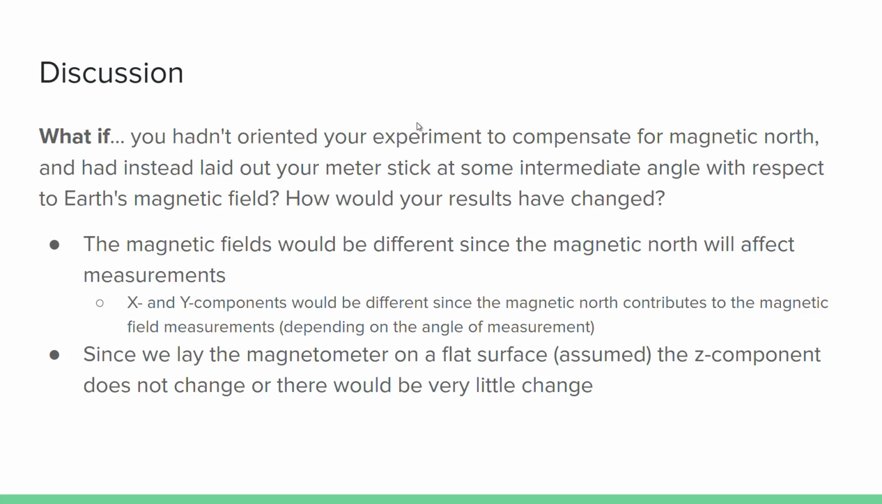What if we had not oriented our experiment to compensate for magnetic north and instead laid out our meter stick at some intermediate angle? Then the magnetic fields will be different since the magnetic north will affect the measurements. The x and y components would be different since the magnetic north contributes to the magnetic field measurements depending on the angle of the measurement. But since we lay the magnetometer on a flat surface, the z component does not change, where there will be very little change, if any, observed.